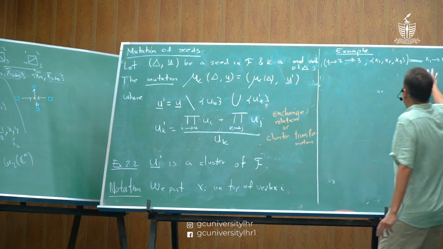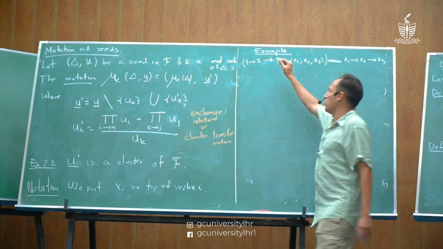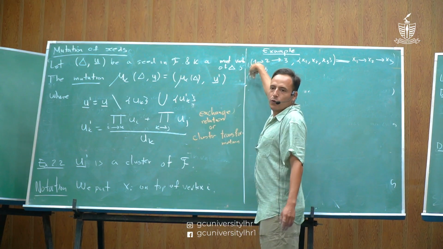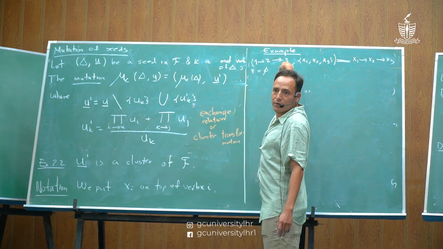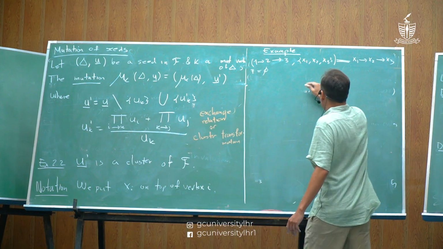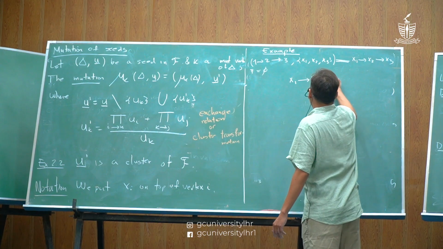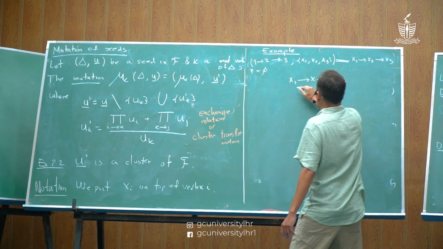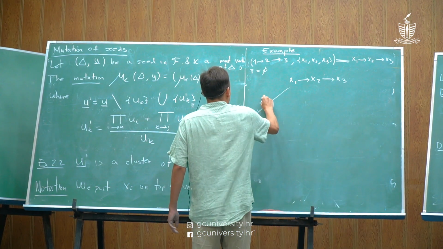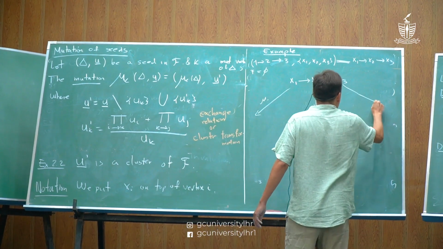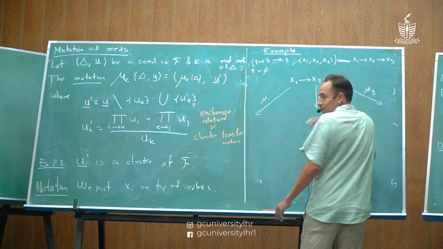Then let's assume that all are mutable. Let's assume that the set of frozens is empty. So I can mutate in 1, in 2, and 3. Okay? So then this seed admits 3 mutations. I can mutate it in direction 1, I can mutate it in direction 2, and I can mutate it in direction 3. Okay?